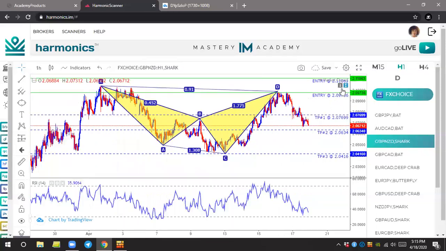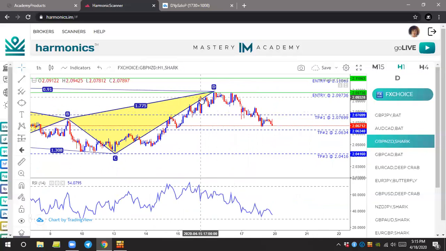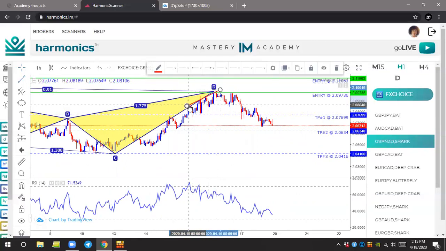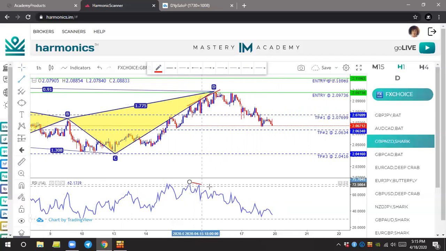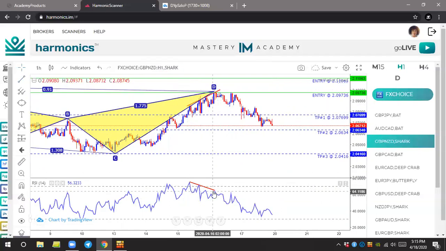So now, can we find some type of divergence, something showing us some type of divergence? Well, yes, we can, right? Right here, we can see higher highs being formed from this point to D. But on the RSI, we're seeing lower highs being formed while the chart is making higher highs.